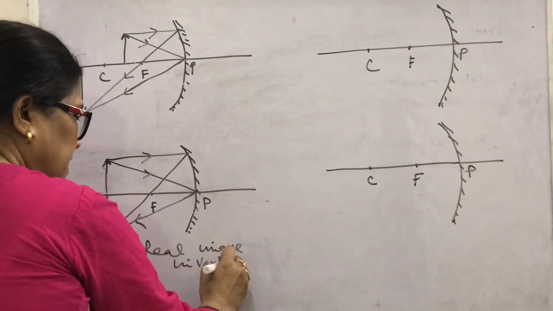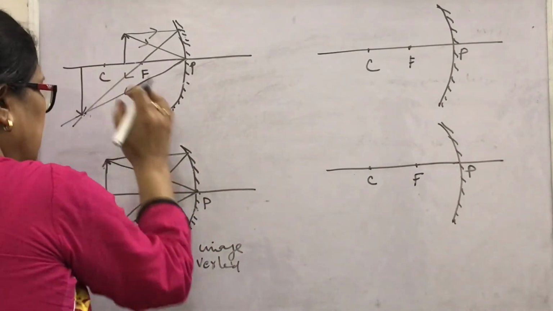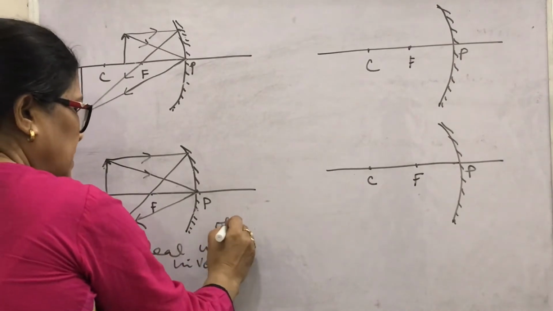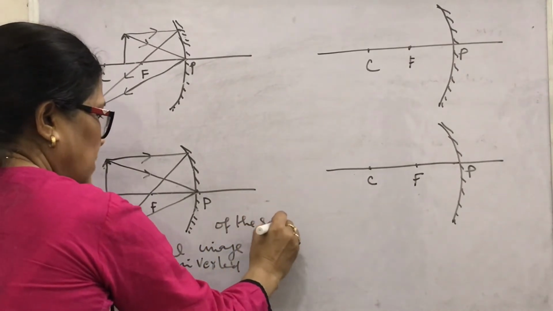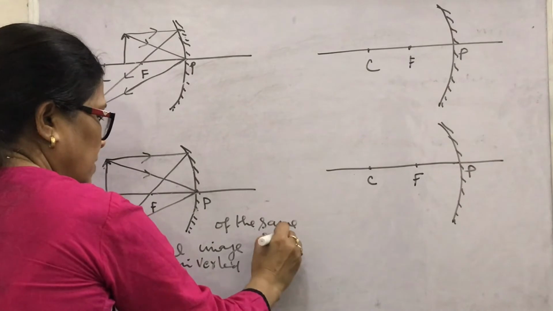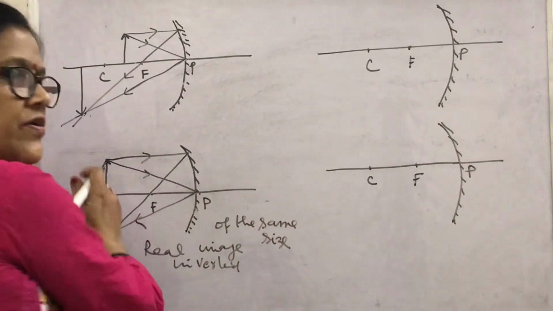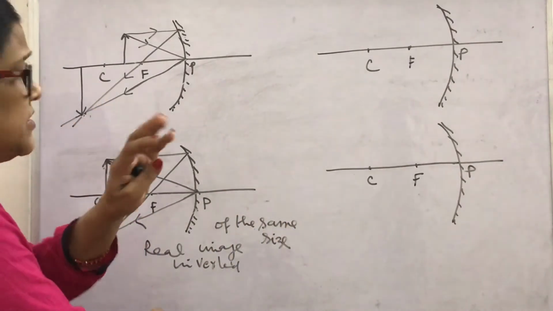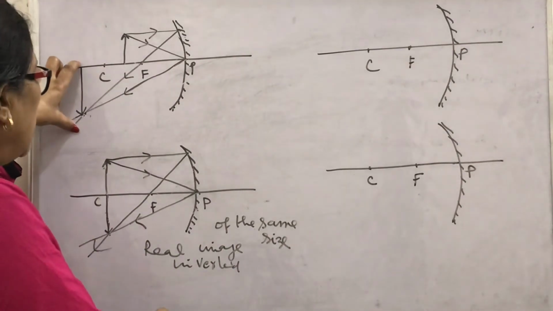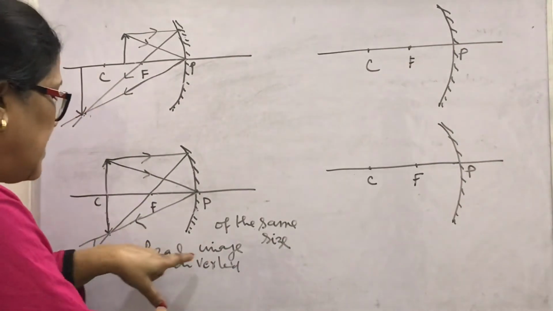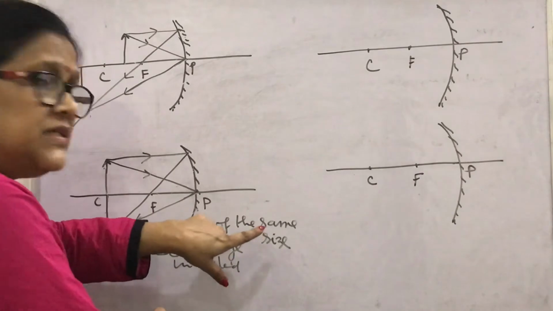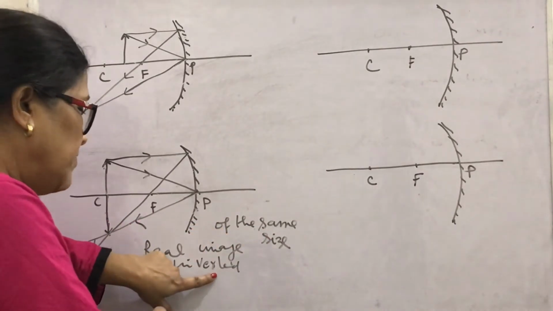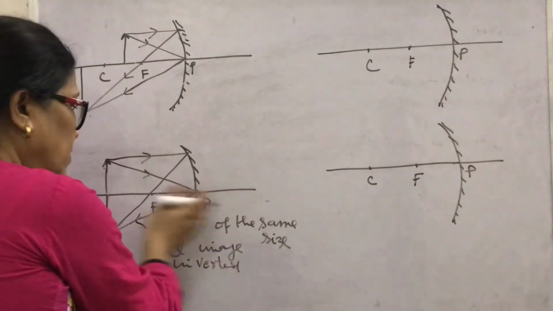I am not writing it in each case. Here it is enlarged, here of the same size as the object, okay, and in front of mirror. All four categories here: in front of mirror, enlarged, real, inverted. Here real, of the same size as the object, inverted, and in front of mirror.